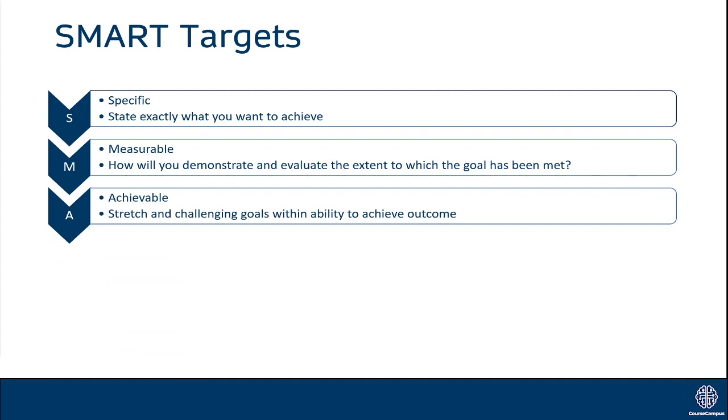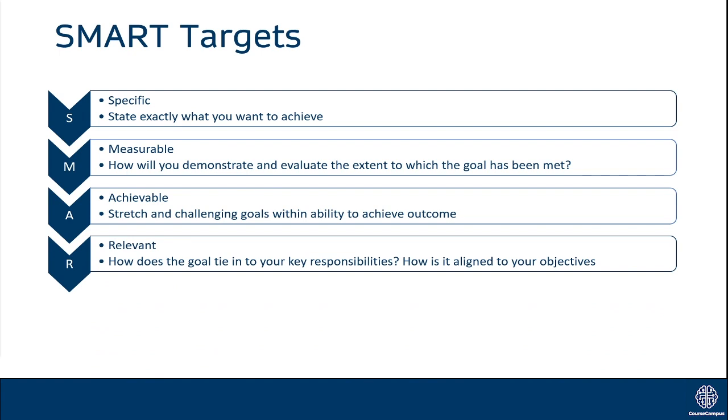It should be achievable. So that should be a stretch. It should be challenging, but you should be able to achieve it. It shouldn't be unrealistic. If it's too much in a too short a period of time when you're dealing with other issues, you're dealing with other customers, other tasks you've got to do, that's not going to be achievable. So it's not going to be a good target because you're never going to hit it anyway. It should be relevant. So how does the goal tie in with your key responsibilities and how is it aligned to your objectives?